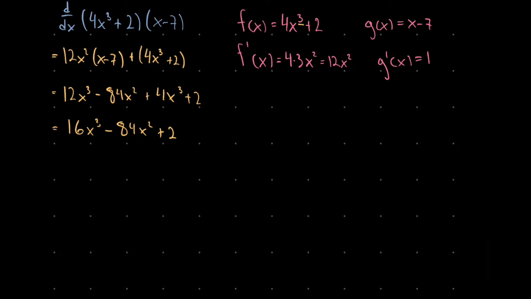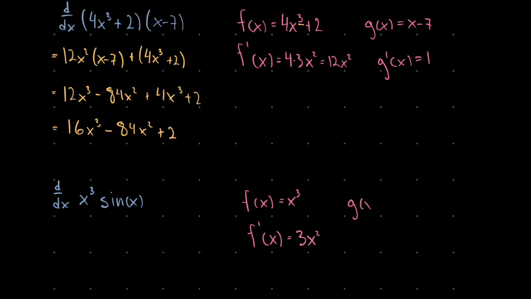Let's move on to some trigonometry now. So we have the derivative, in this case, of, let's say, x cubed times sine of x. Our two functions: first, f of x is equal to x cubed, and the derivative of x cubed by the power rule is 3x squared. Then we have our second function, g of x, equal to sine x, and g prime x, the derivative of sine, is just cosine x.